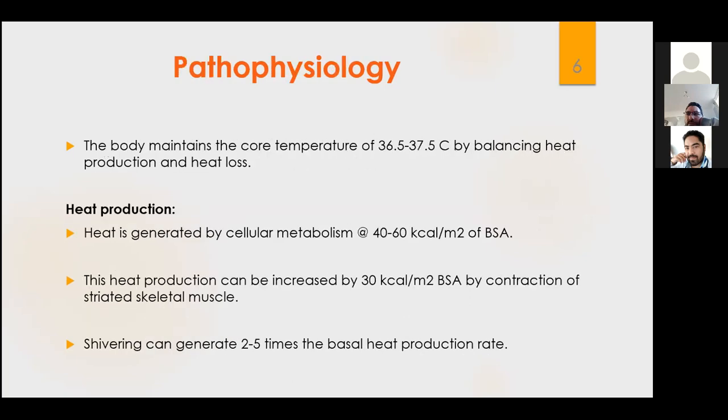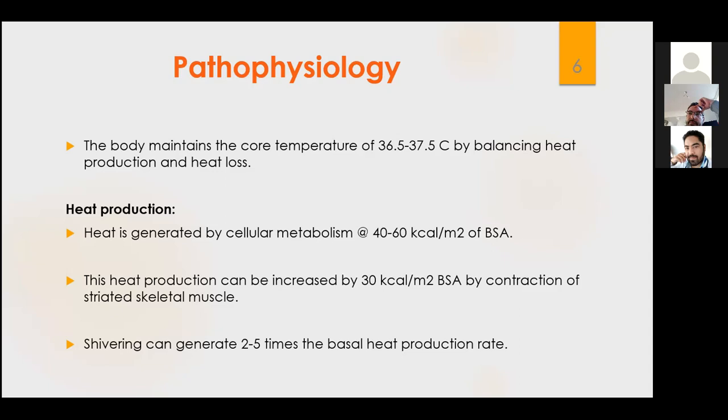So let me discuss the pathophysiology of hypothermia, heat loss and heat production. Our body maintains a core temperature of 36.5 to 37.5 by balancing heat production and heat loss. If the heat production is less than the heat loss, then it will lead to hypothermia. So how is heat produced in the body? Heat is generated by cellular metabolism at the rate of 40 to 60 kilocalories per meter square of body surface area.